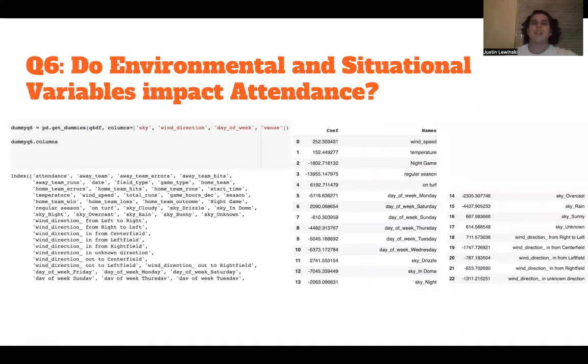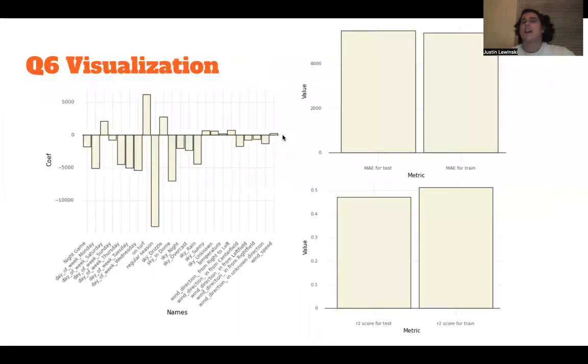Question 6, do environmental and situational variables impact attendance? So if it's raining, if it's Monday, if it's Wednesday, does that affect how many people go to a game? I was very interested in this because I thought it would explain a ton of the variance in the data set. It did not. As you can see by our scoring here, regular season games are the most important thing. If it's regular season or playoffs, that's going to affect whether you go or not.